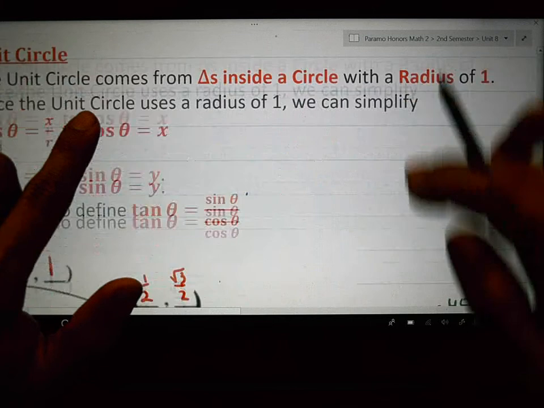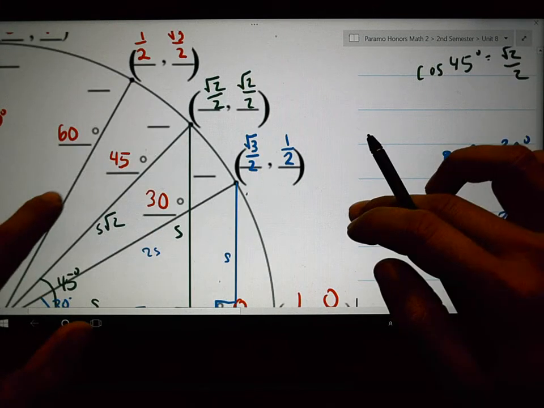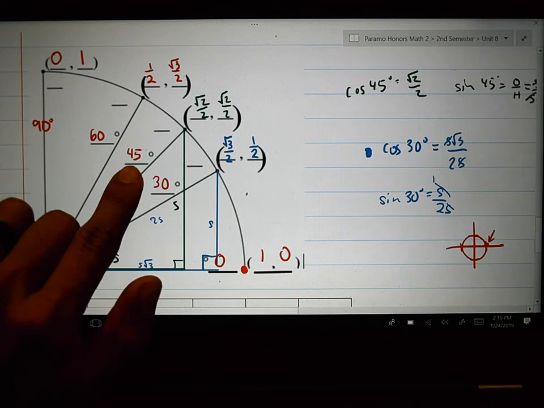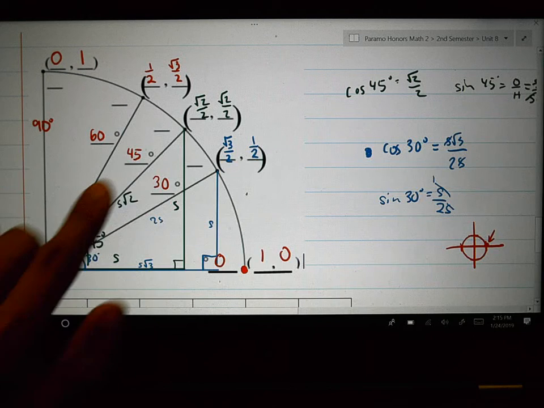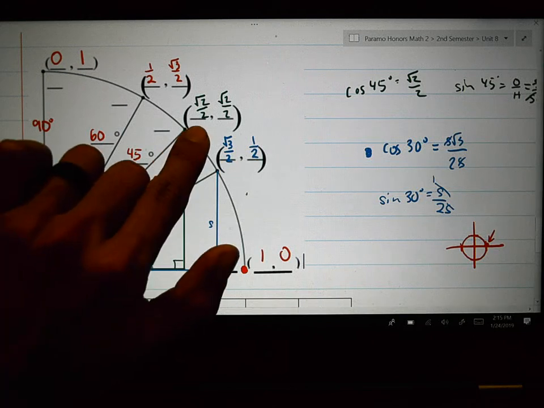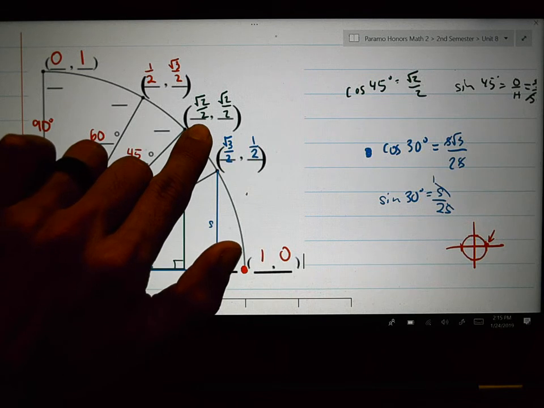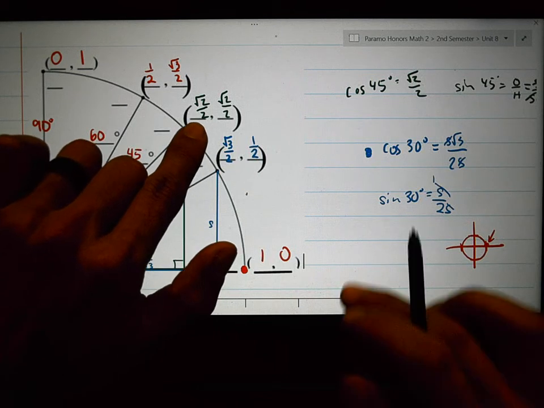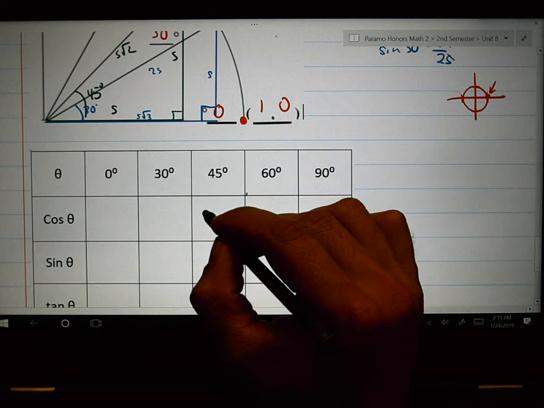Here's my unit circle. Here's 45 degrees. What's your cosine, otherwise known as your x-coordinate? What is it? Is that the same answer as we got for number 5? Yeah. So that's what you write in this box.